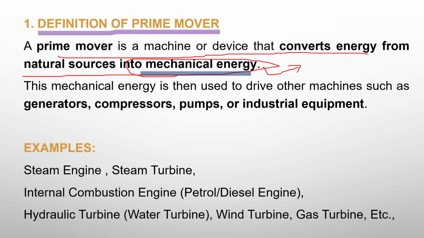This mechanical energy is used to drive machines such as generators, through which we can produce electrical energy. We can run the compressor, we can run the pump, or we can use it to run different industrial equipment and instruments. Now what are different examples of prime movers? You can say steam engine, steam turbine, internal combustion engine, widely known as IC engine, that is either a petrol engine or a diesel engine, hydraulic or water turbine, wind turbine, gas turbine, etc.